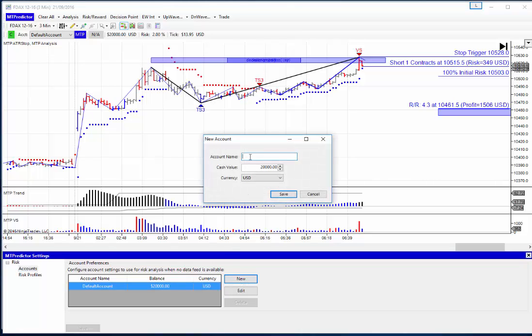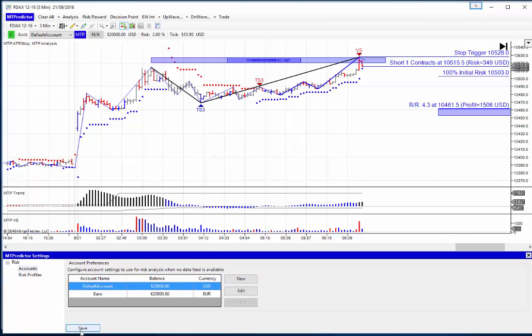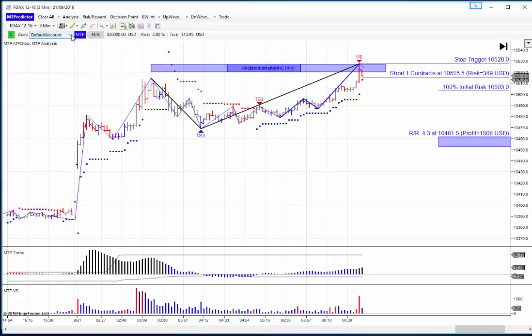Let's just set up one for, say, the euro, 20,000, and here I'll just put it in euros. So here the account is in euros. If I save this and now close, you can see this is now available as a drop down here. So if I now go to the euro, can you see how the position sizing is now done on euros, where obviously the tick we are more familiar with, the Dax, being a 12.5 euro tick. So let's leave it in euros for now.